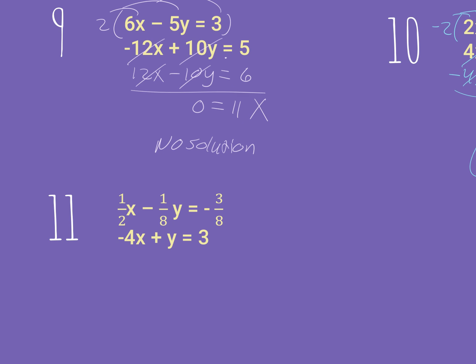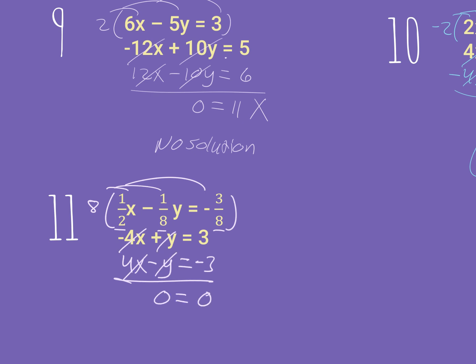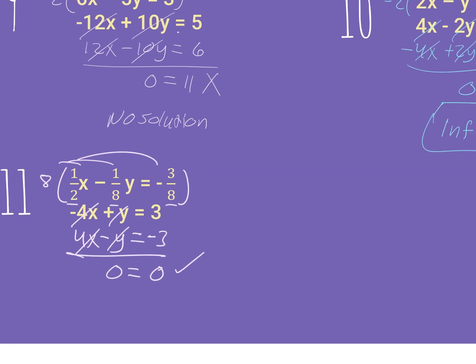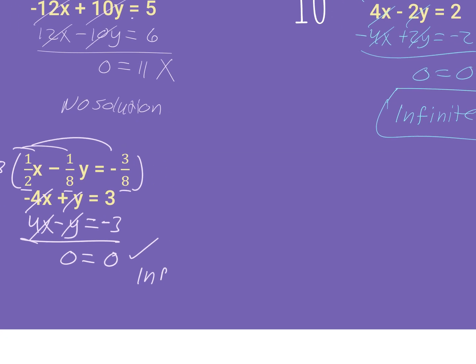Now, sometimes if you get fractions, I showed you guys way back how to handle the fractions. All you need to do is multiply by a common denominator. Between 2, 8, and 8, a common denominator is going to be 8. If I distribute 8 everywhere, 8 times a half is 4x. 8 times negative 1/8 is just negative 1, so I just get a negative y. 8 times negative 3/8 is going to be a negative 3. And then once again, everything cancels here. I get a 0 on one side, and on the other side, I also get a 0. And that is a true statement, so this is infinitely many solutions.